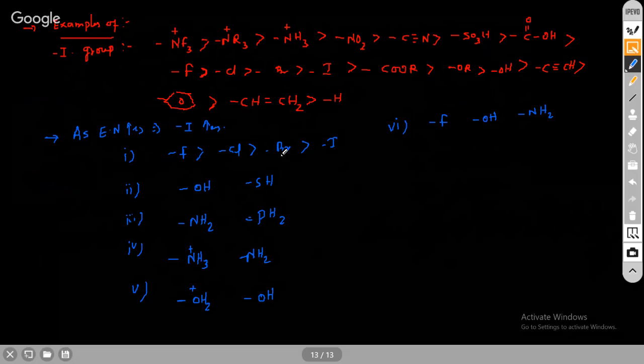Okay, so first one, the order should be this, because oxygen is more electronegative than sulfur. The second one order is this, nitrogen is more electronegative than phosphorus. Here we have nitrogen only, but with the positive charge, so it has more tendency to withdraw electron, more minus I. Oxygen with positive charge, more minus I. Fluorine, oxygen and nitrogen: fluorine is most electronegative. The order should be this.